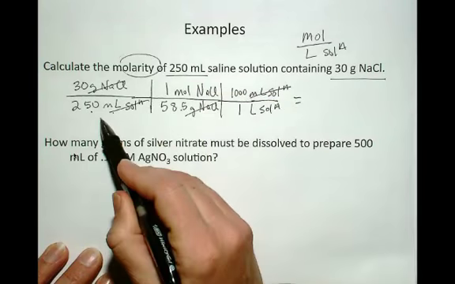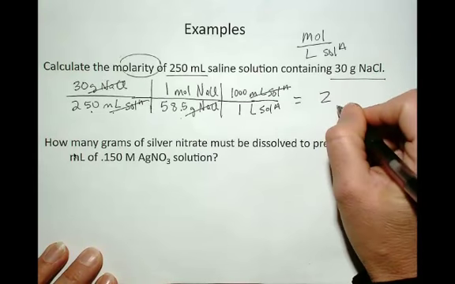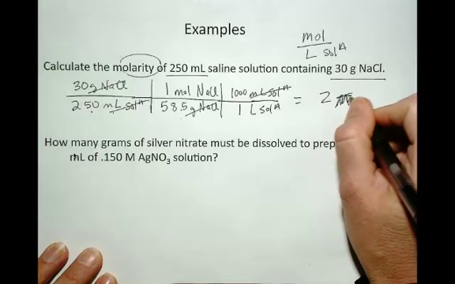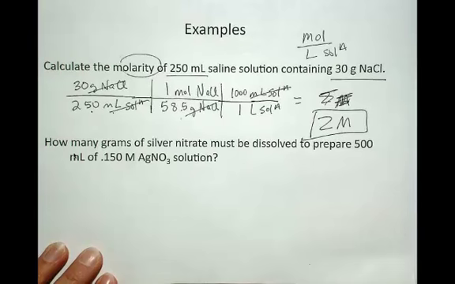So it's just 30 divided by 250 divided by 58.5 times 1,000, and that equals a 2 molar solution. A 2 molar solution.